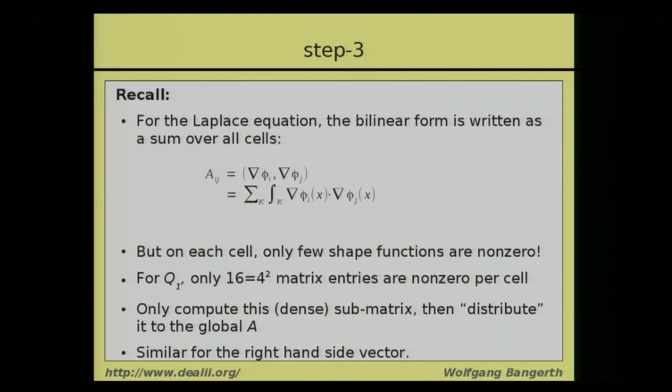And we can do a very similar thing for the right-hand side, where we build a local vector for the right-hand side that has only 4 entries, namely the integral of phi_i times f, where f is the right-hand side. And after building this dense vector of 4 elements, we distribute it into the corresponding elements of the global vector. So let me give you an example.